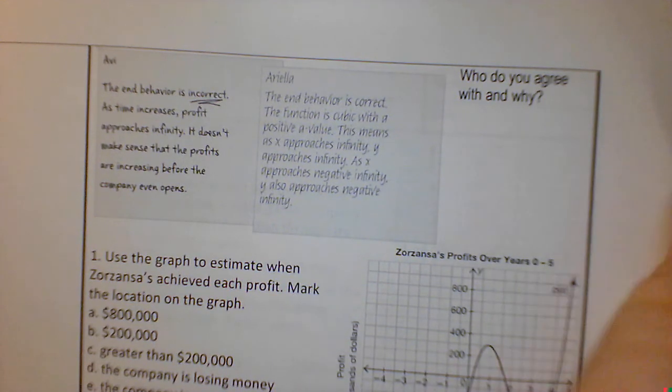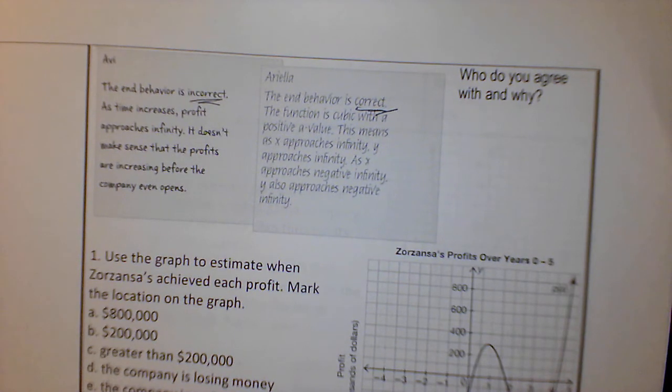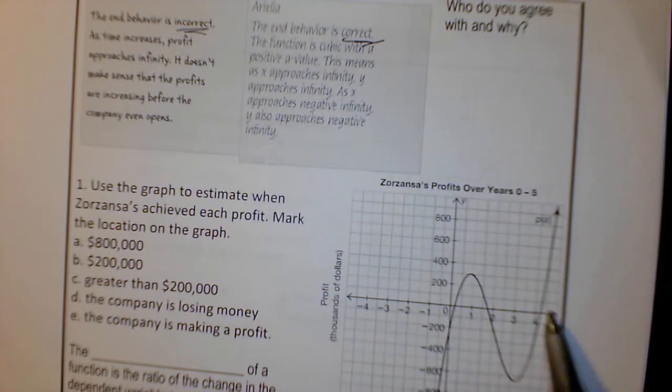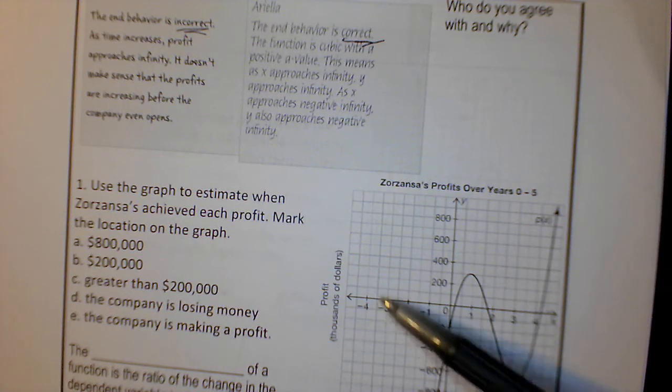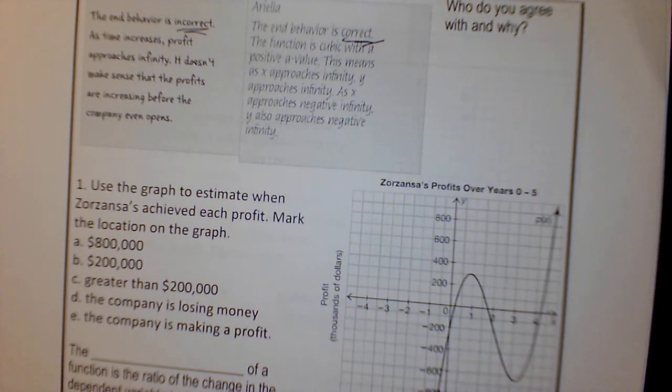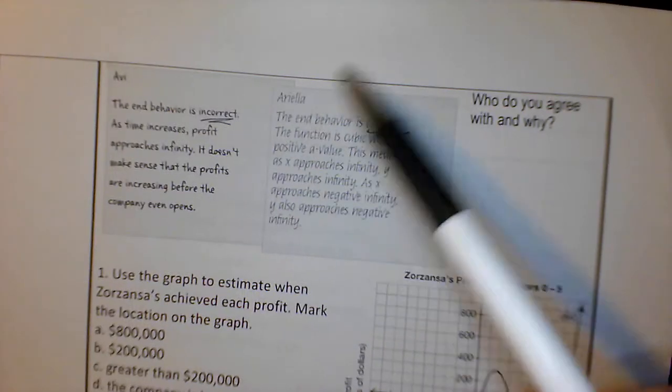Our next student said that the end behavior is correct because the function is cubic with a positive a value, right? Meaning the number in front is positive. This means that as x approaches infinity, y also approaches infinity. So as we go to the right, we're going up. And as x approaches negative infinity, y is also approaching negative infinity, so it's going down. Again, summarize what she said right above there.